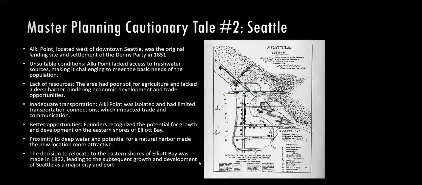Cautionary tale number two is Seattle. An expedition went to Seattle. They went to Alki Point. The Denny Party set up in 1851. And then in 1852, the rest of the party came up. And the second part of the party said to the first part, this place is not a good place. It had poor soil for agriculture, lacked a deep harbor, lacked fresh water, inadequate transportation. So this second group that came said, no, we're moving to Elliott Bay. And that's where Seattle is today. So if you don't have the basics like water and agriculture and transportation, then your settlement and your city will not be successful.